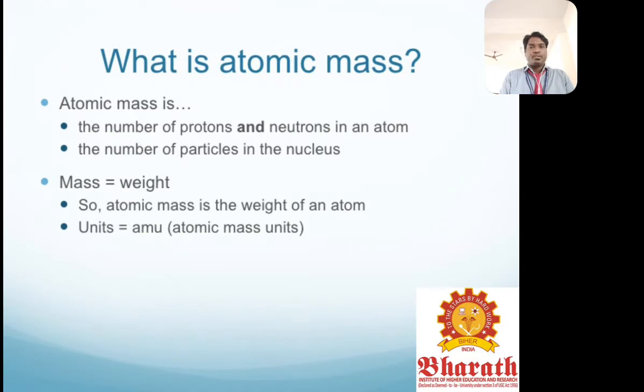What is atomic mass? Atomic mass is the number of protons and neutrons in the atom, the number of particles in the nucleus. Mass is equal to weight, so atomic mass is the weight of the atom. The unit is AMU, atomic mass units.